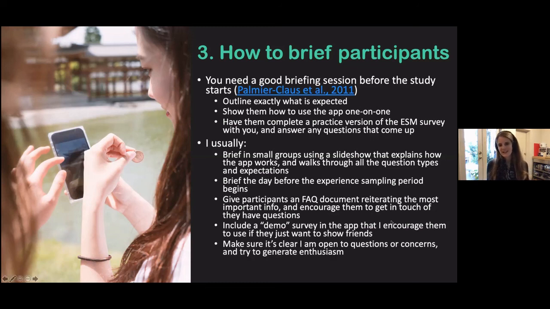And I make sure in this session, it's super clear that me and the research team are open to questions or concerns that they have. And I try and generate enthusiasm for the study. So they have to feel like you're approachable and that you actually want them to be there and that their data is important to you.